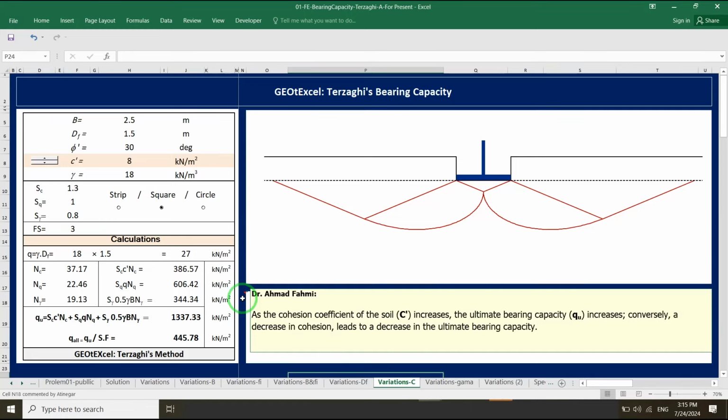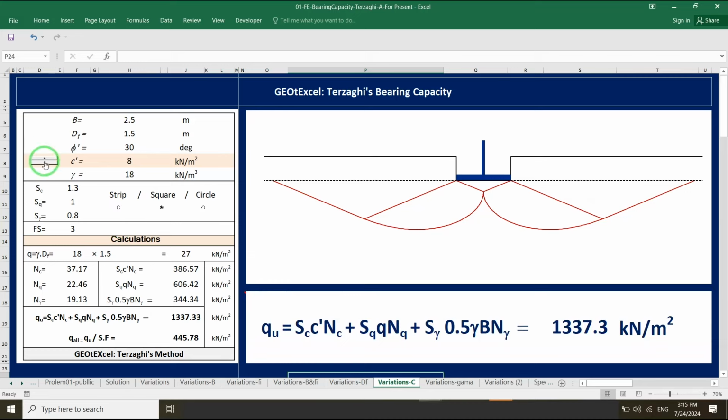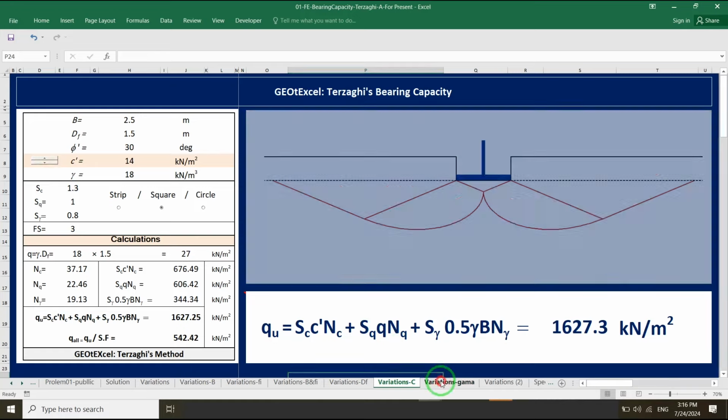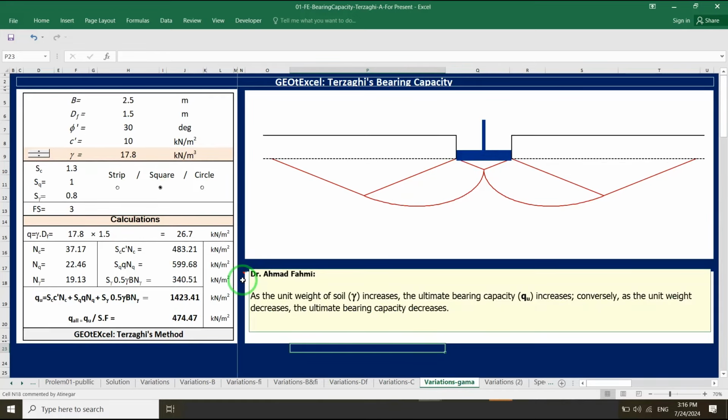As the cohesion of the soil C' increases, the ultimate bearing capacity Qu increases. Conversely, a decrease in cohesion leads to a decrease in ultimate bearing capacity. As the unit weight of soil increases, the ultimate bearing capacity Qu increases. Conversely, as the unit weight decreases, the ultimate bearing capacity decreases.